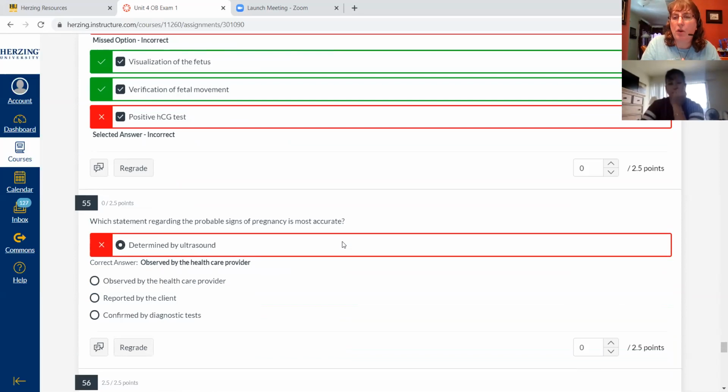And then with probable signs, these are all things that the healthcare provider can identify. We had a big list of things when we talked about this in class. I'm trying to think of some of the names of those things, but they're things that the healthcare provider observes specifically. Okay.